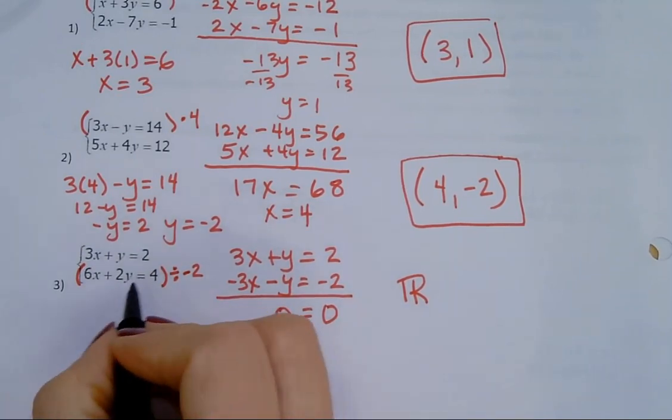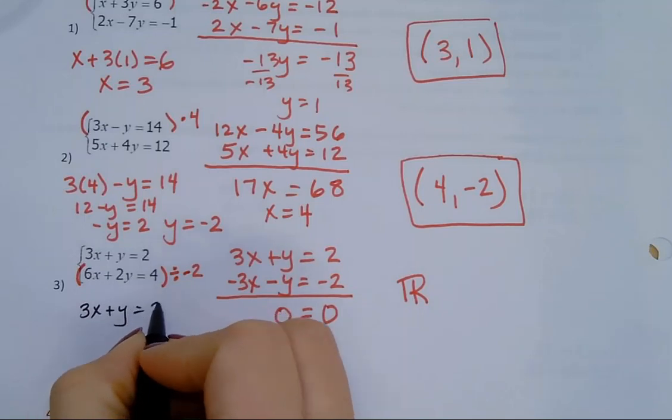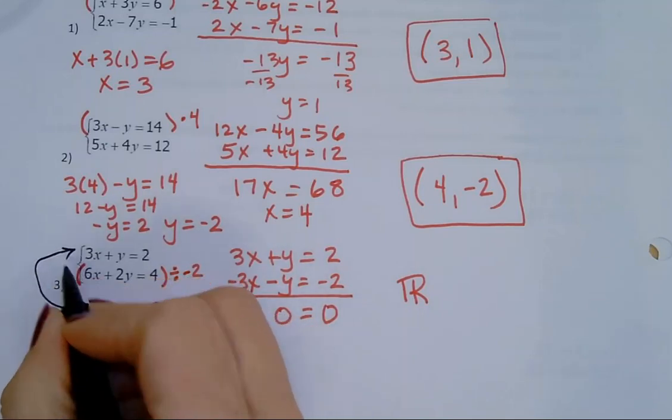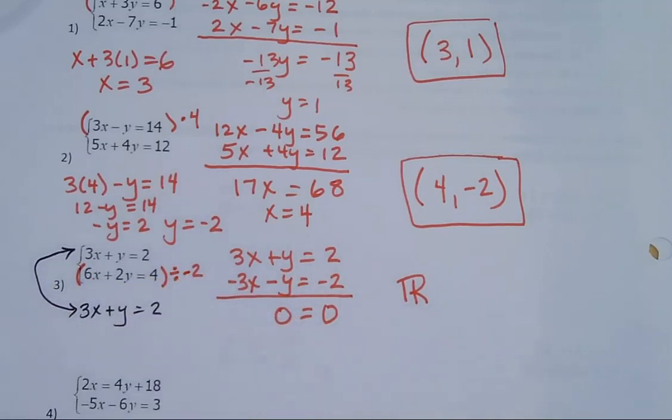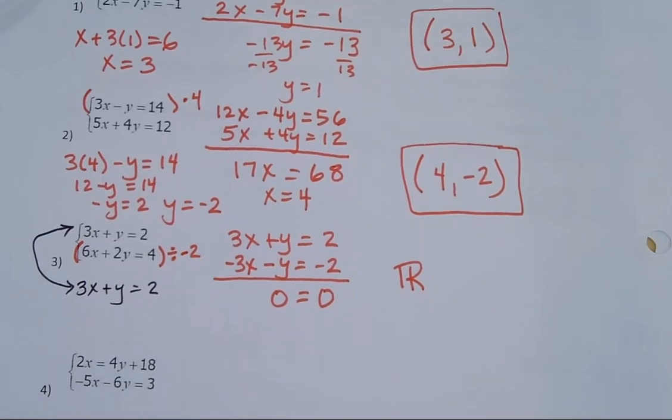So if I had divided the second equation by +2, I would have had 3x plus y equals 2. And note, that's the same exact equation. So I could have even seen that they were the same equation, and I know that that's the same line, and so it's all real numbers. That's my solution, infinite solutions.